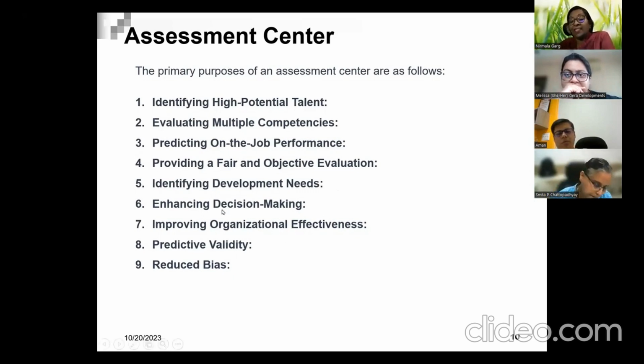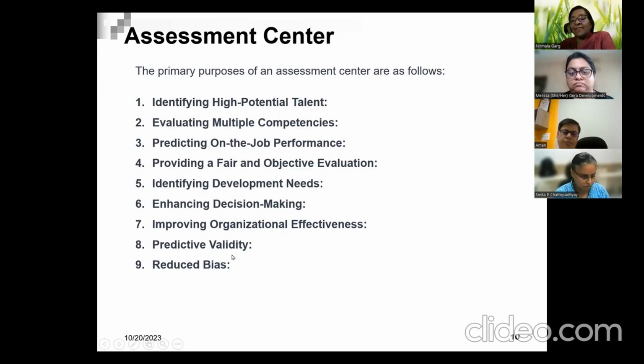Then again, enhancing decision making. That is because of the data which comes from multiple tests. So it helps you to make better decisions, thereby improving the organizational effectiveness.